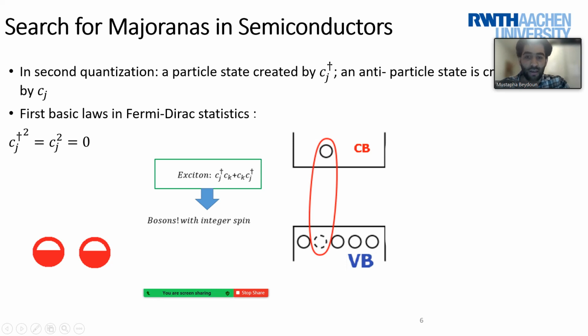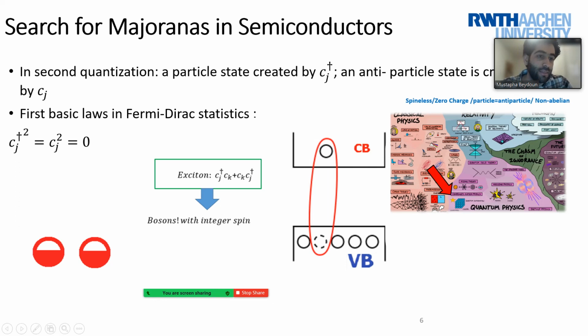This means that they are bosons with integer spin. Remember those properties. Majorana fermions have non-abelian statistics. What does that mean? They don't have integer spin, and this is actually not the case for an exciton. So we reject the assumption that an exciton is a Majorana fermion because a Majorana fermion has non-abelian statistics, but an exciton is a boson with integer spin.